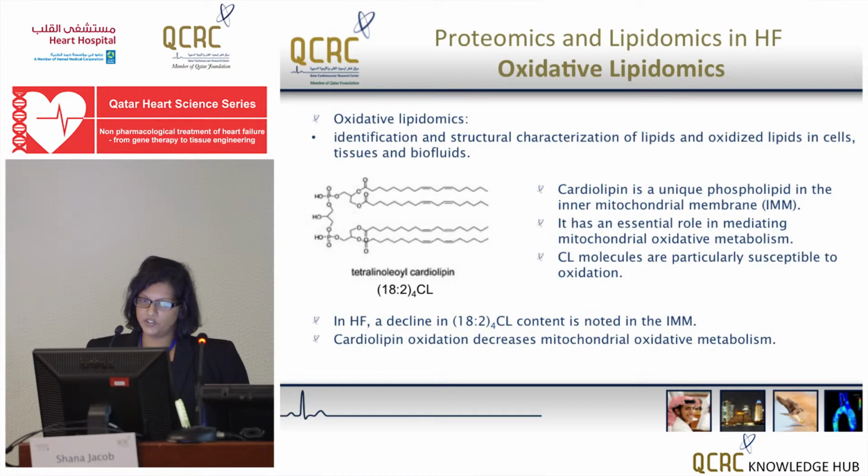Cardiolipin is particularly susceptible to oxidation because it exists in this form where it has 4 fatty acids with 2 double bonds each. Now, lipid peroxidation occurs at the site of double bonds in the fatty acid chain, and lipid peroxidation changes the ability of cardiolipin to maintain membrane permeability. So, in heart failure, it has been found that there is a decline in cardiolipin content in the inner mitochondrial membrane, and that cardiolipin oxidation decreases mitochondrial oxidative metabolism.